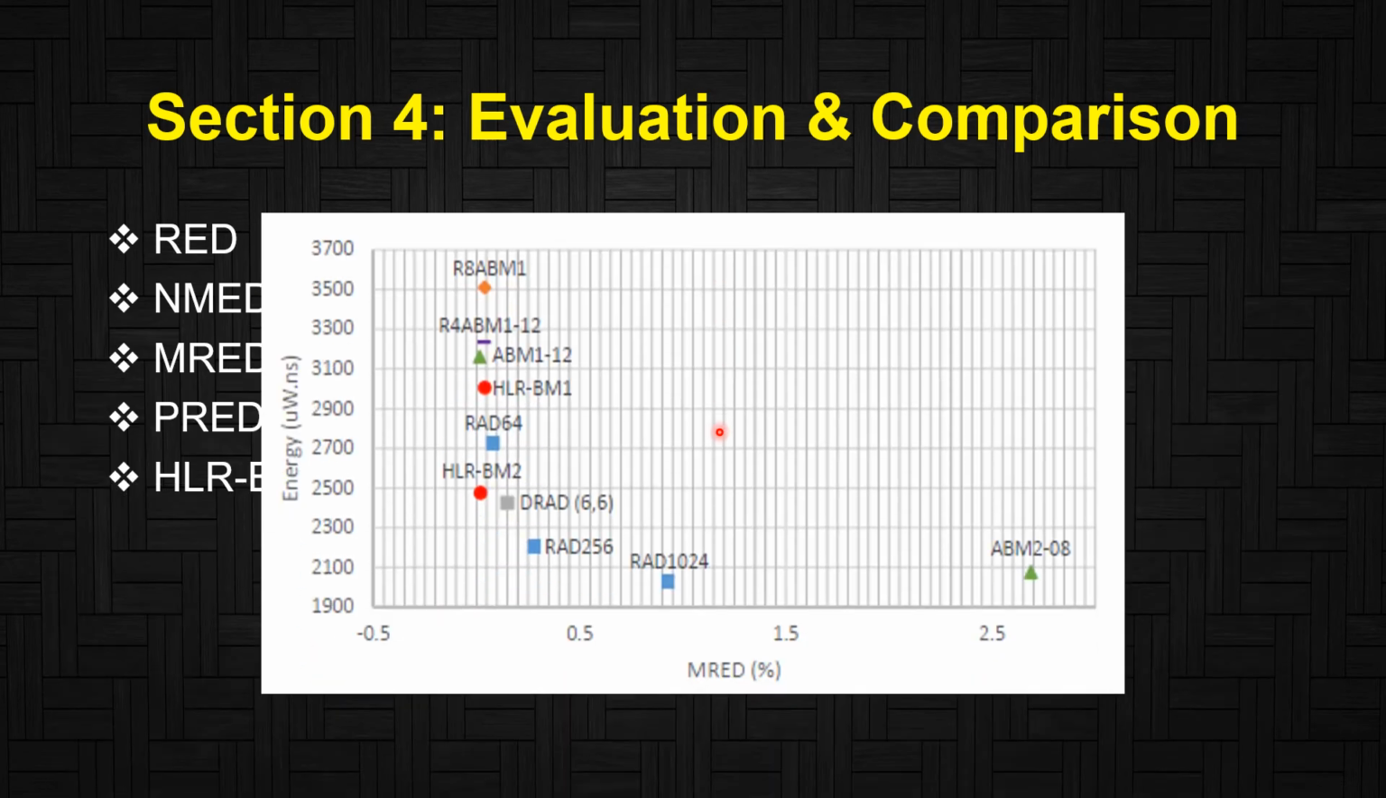Now the figure shows the comparative performance of all approximate Booth multipliers by considering both energy and MRED. ABM1 has the least MRED among all the proposed designs as plus/minus 2 multiplicand values are replaced by plus/minus 1 values. However, HLR-BM1, having comparable MRED to the previous best design, has less energy. Similarly, HLR-BM2 has an improvement of 75% and 11% in MRED and energy respectively, with reference to the previous best energy-optimized design, which was RAD64.